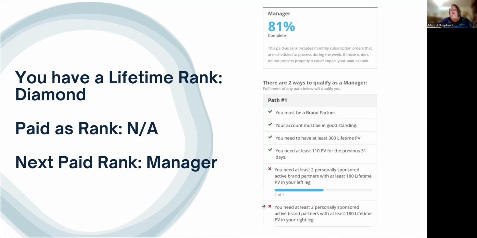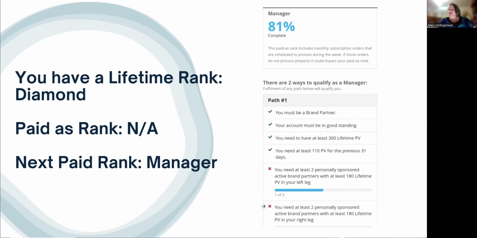So this person, as paid as rank, can at least cycle two times a week and earn themselves $100, if they have enough personal volume to be able to make the checks. And what they're trying to do is their next paid rank is going to be a manager.